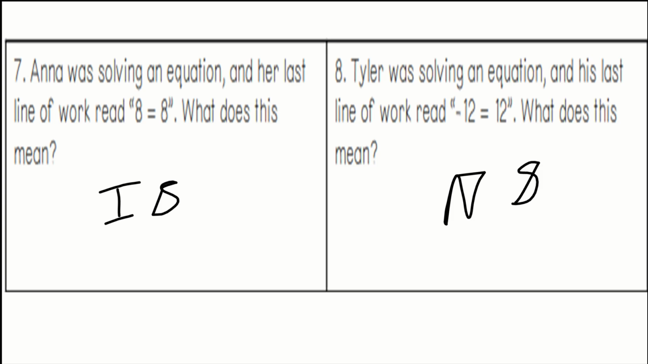I don't know why I was doing that with my S's, but okay.